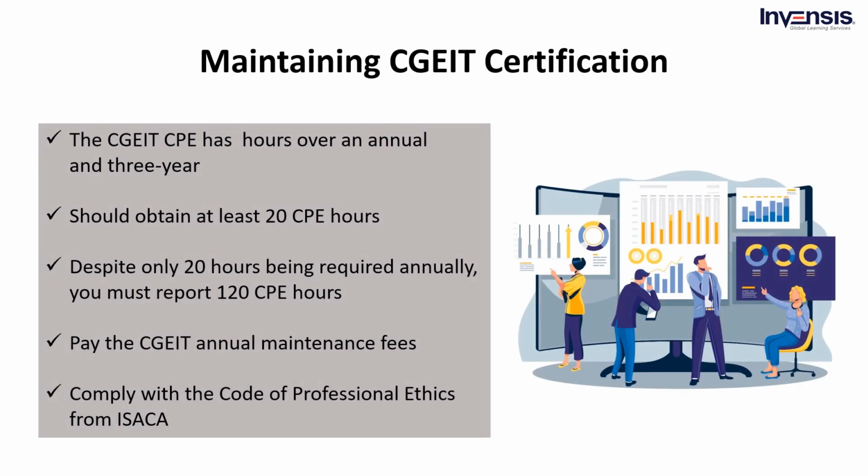Maintaining CGEIT certification. Once you get your CGEIT certification, you are required to meet some additional CGEIT requirements to maintain the certification. The CGEIT CPE, known as Continuing Professional Education, requires CPE hours over an annual and 3-year certification period. You should obtain at least 20 CPE hours relevant to the IT governance domain and report it annually to ISACA. Despite only 20 hours being required annually, you must report 120 CPE hours for a 3-year cycle period, so you must make an effort towards this.